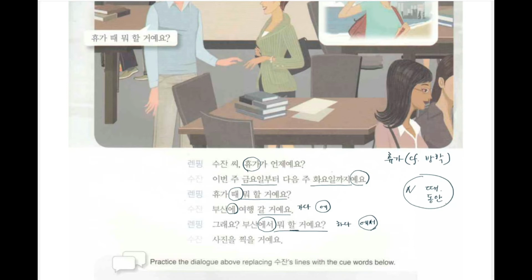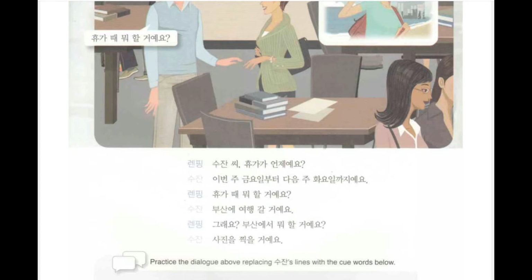자, Susan says, 사진을 찍을 거예요. So this is a phrase, expression, isn't it? Take a photo. 사진을 찍다. Take a photo. And then she used it as the future tense. 사진을 찍을 거예요. 자, understand. So we understood a rough story here about the dialogue. Let's practice. 제가 램핑 할게요. 여러분이 Susan 해주세요. 수잔 씨, 휴가가 언제예요?